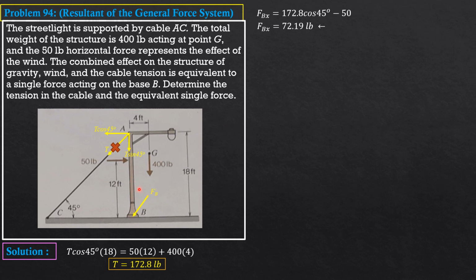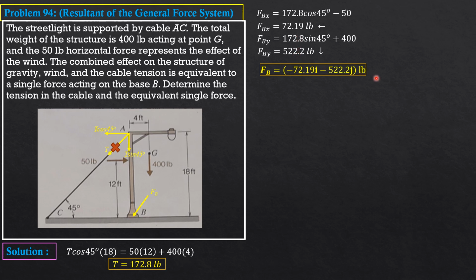FBY, downward, so downward positive also. It consists of T sine 45 and 400. So 172.8 sine 45 degrees plus 400. So FBY is downward, and it is 522.2 pounds. Therefore, expressing the single force FB in vector form, it is equal to quantity negative 72.19 i minus 522.2 j pounds. So that's the tension, and this is the single equivalent force, equivalent to the effect of the system.